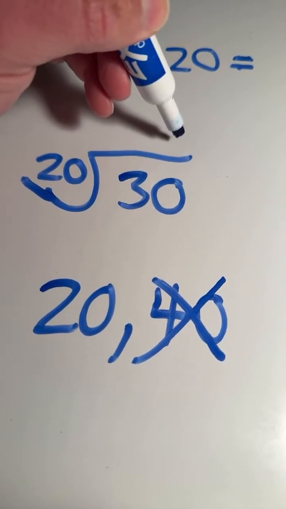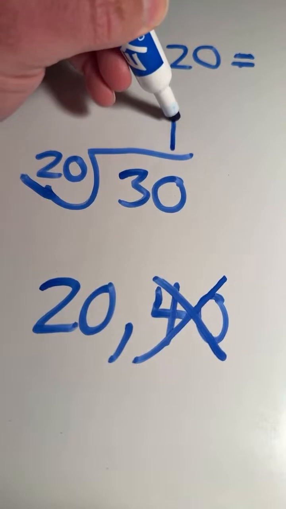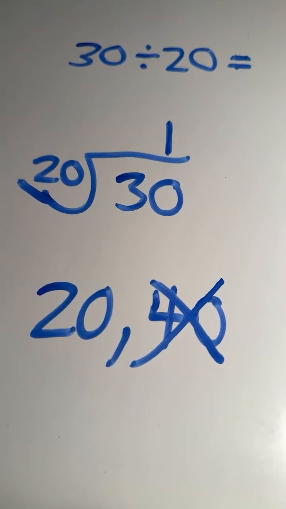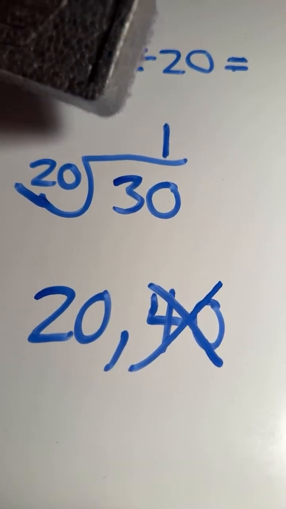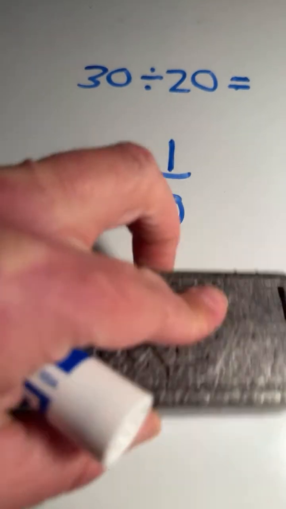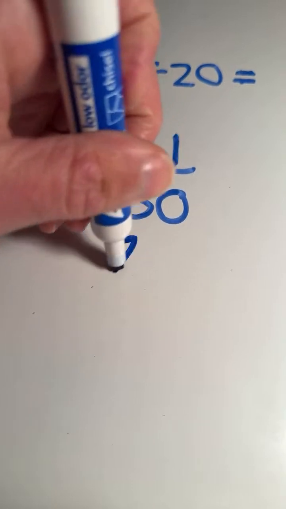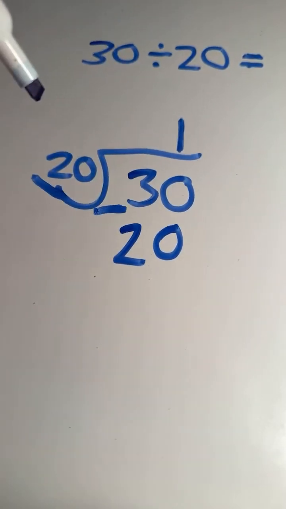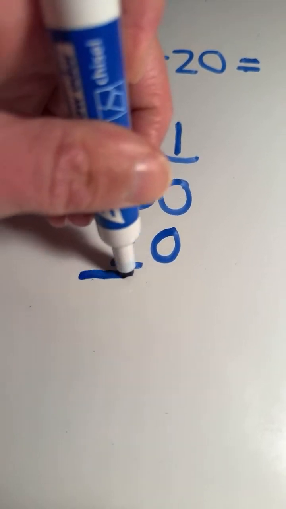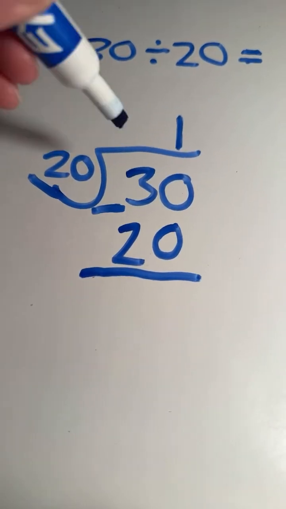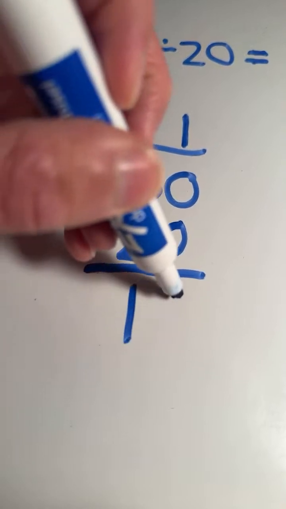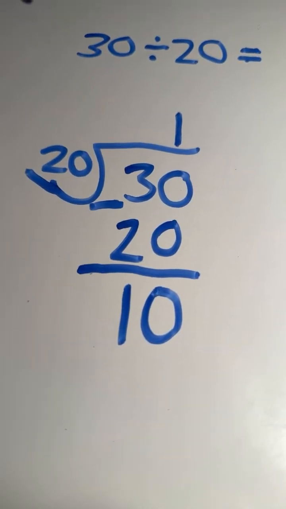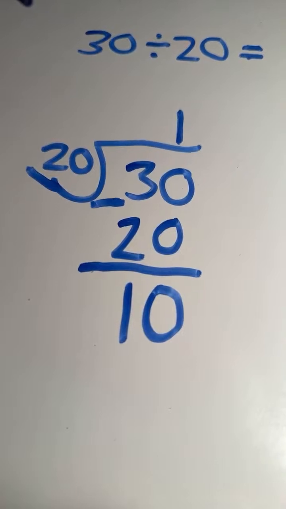So 30 divided by 20 equals 1, but there is a remainder. It's not going to be a whole number answer. Now the closest I could get to 30 without passing it is 20. So that is what I have to subtract to find my remainder. 30 minus 20 equals 10. So we have our answer, 1 with a remainder of 10.